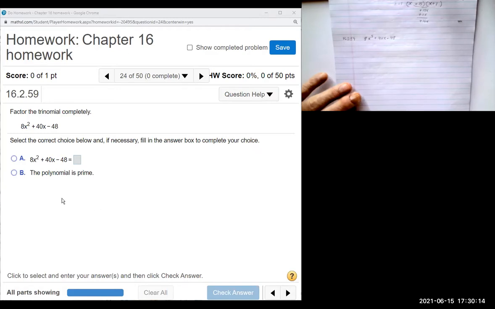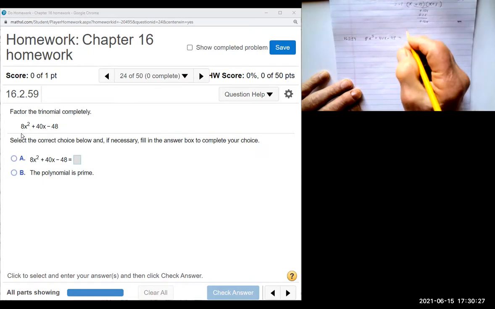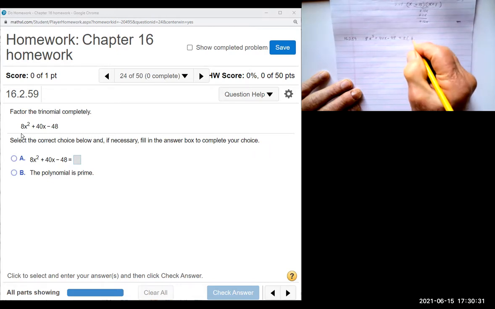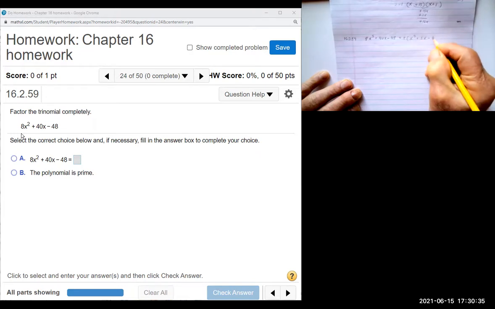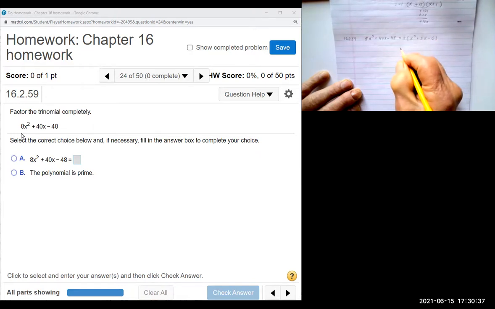The next problem also is a trinomial where right now the lead coefficient is greater than 1, but there I see that there's a common factor. Always pull out a common factor first when possible. We can extract the 8 from all three terms. That leaves me with x squared plus 5x minus 6. It may factor further. Its leading coefficient is a 1.